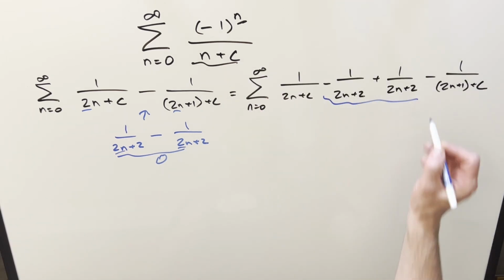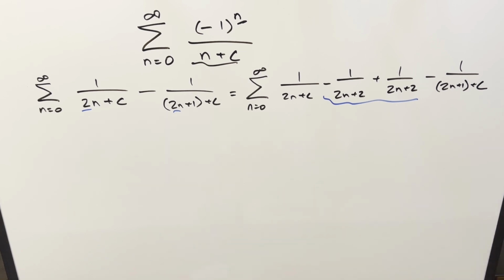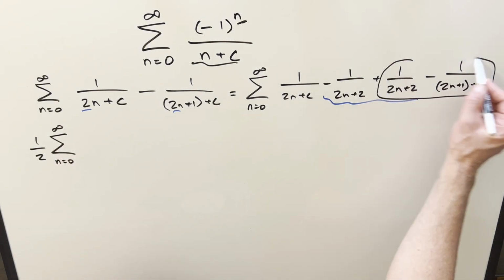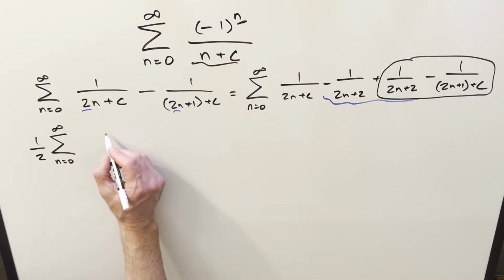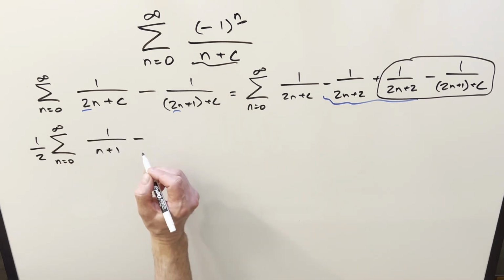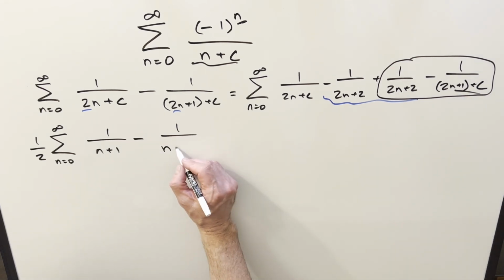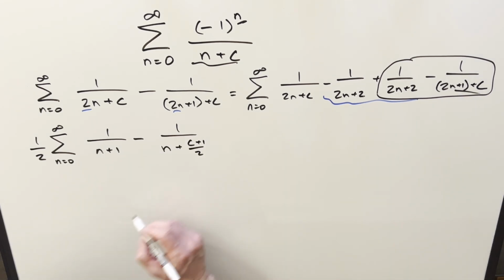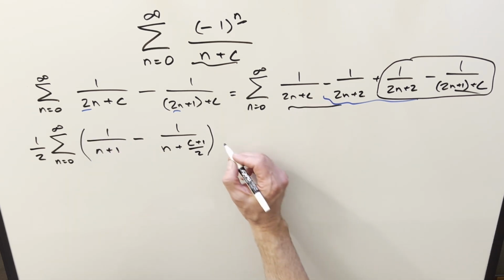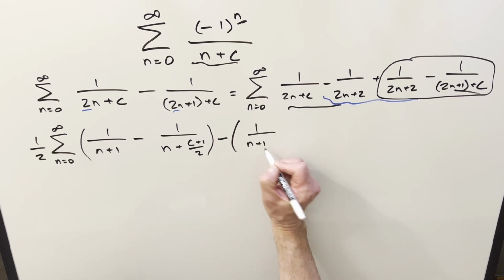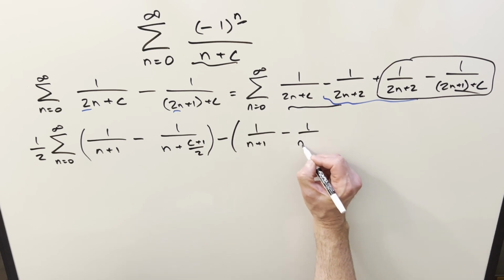So again, what I've done here is add a 0 into the middle of this. But now that we've got a 2 on all the n's, I can factor a 1/2 in front of this. Then let me reorder this. With the half factored out, this becomes 1 over n plus 1 minus 1 over n, and I'll group the c and the 1, so we can write it as n plus c plus 1 over 2. And then we've got this part right here, but I'm going to reverse the sign with a minus sign in front. We've got the 2 factored out, so this becomes 1 over n plus 1 minus 1 over n plus c over 2.